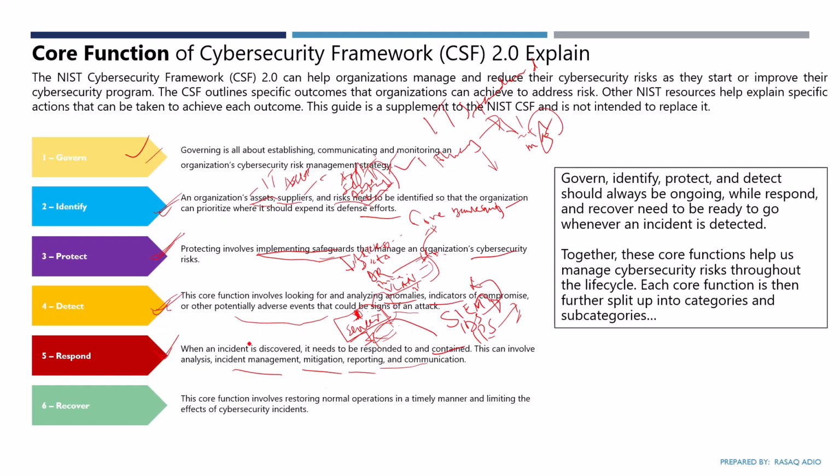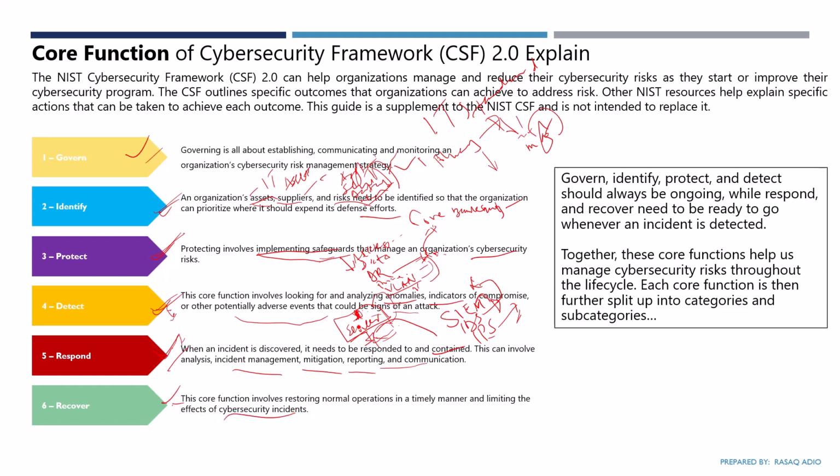So then under recover, let's now assume that anomalies have occurred, maybe you have seen some hacking within your environment, but all your deployed responses did not actually curtail or stop the attack from occurring. The attack eventually occurs. So how do you recover? This is what the recover part is actually talking about. This core function involves restoring normal operations in a timely manner and limiting the effect of the cybersecurity incident.